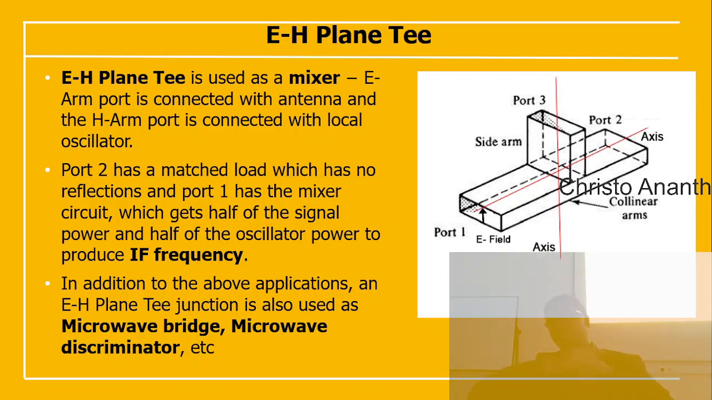Okay. So port 1, port 2, port 3. Okay. So collinear arms, side arms, E field, H field. Okay. So that is how it goes.